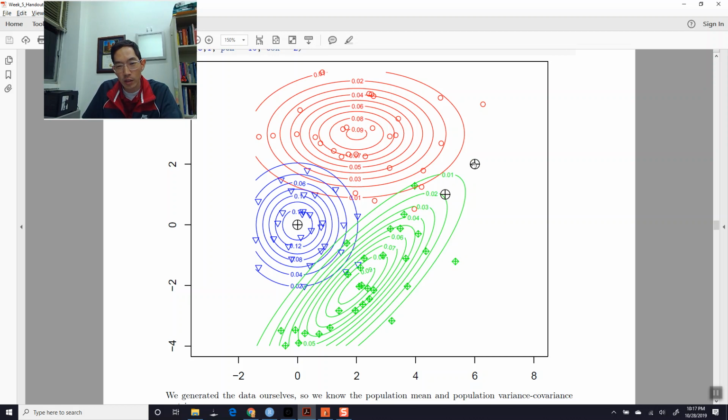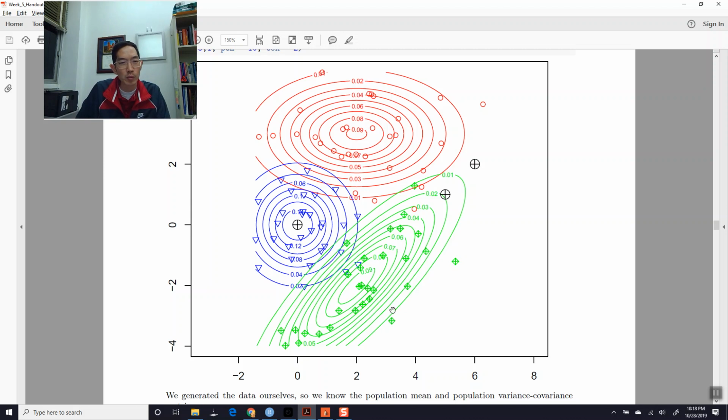Is it more likely to have come from this red distribution, or is it more likely to have come from the green distribution? That's what we want to know. Here's this test case. Is it coming from the red or the green? It looks to be a little bit more likely to be green than red, but we'll look at each of these cases shortly.